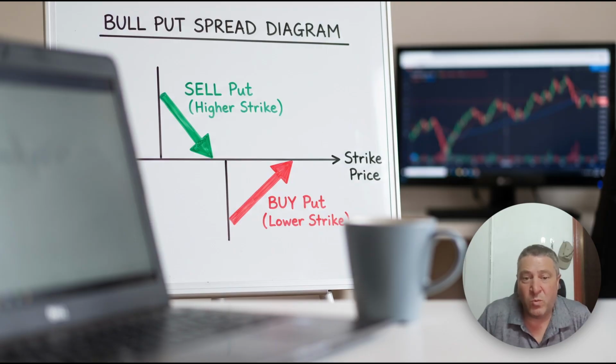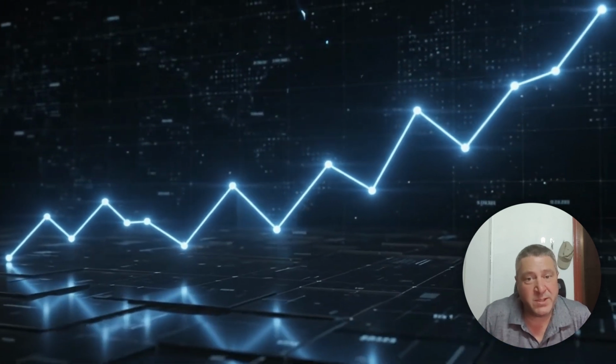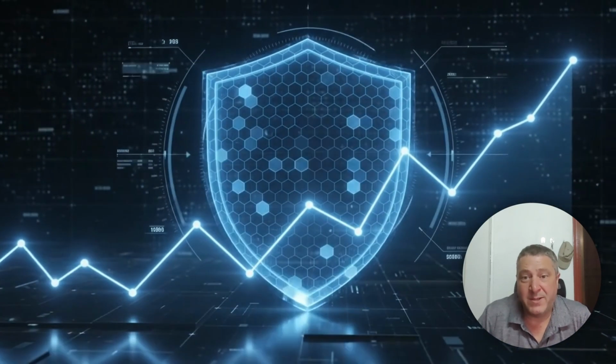The strategy we're describing is a bull put credit spread. This involves selling one put below the current level of the S&P 500 and simultaneously buying another put option at a lower strike price. The option we sell generates the premium. The option we buy defines the maximum potential loss.